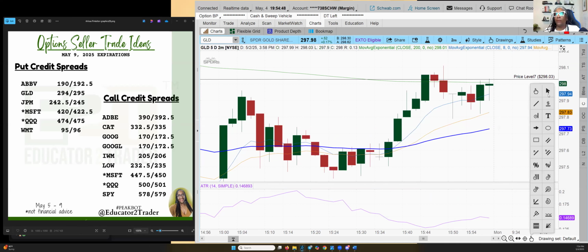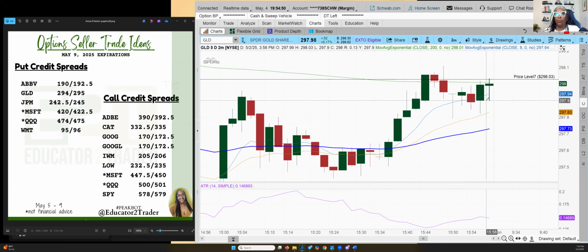Gold looks like we've got some support down here at 297.9. Or we're looking at a put credit spread, right? Yep. There's also support in the 290, basically in the 297, 290, right in the same area here.